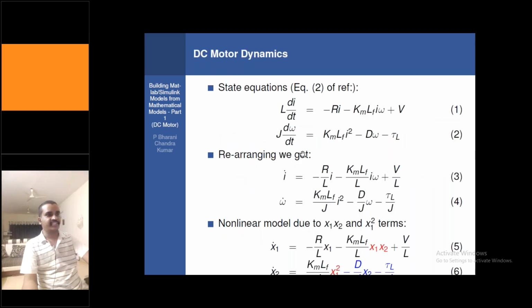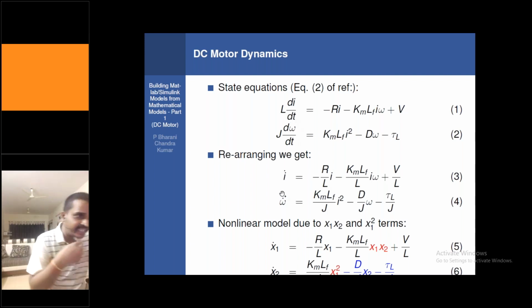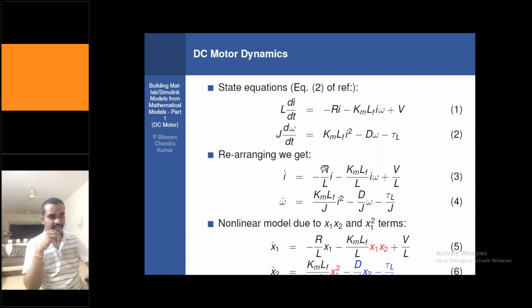And these are the state equations. You can go through the reference. L di/dt equals, this is the first state equation, and this is the second state. If I rearrange this, R will go to the other side. I have represented di/dt as I dot and d omega/dt as omega dot. So I dot equals, with V by L, where V is the input, and omega dot equals this one.